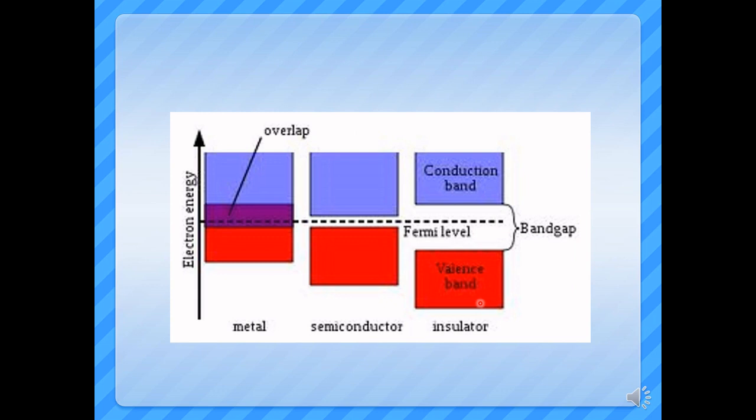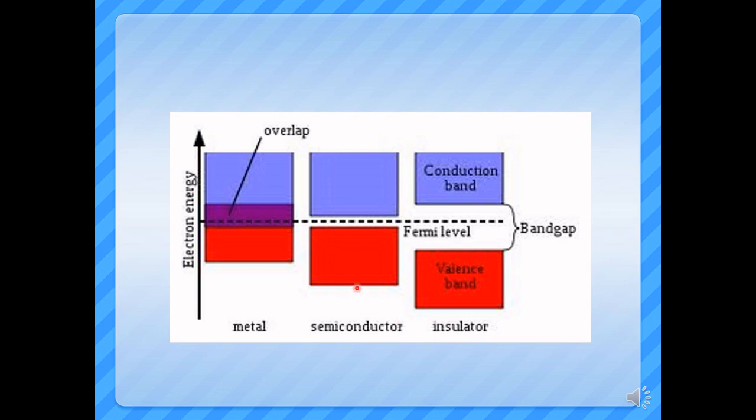For example, in the case of insulators, the electrons in the valence band and the conduction band are separated by a very large energy gap or forbidden zone. So if you try to excite an electron from this valence band to the conduction band, it becomes impossible because of this large energy difference. So such atoms or such molecules are considered as insulators.